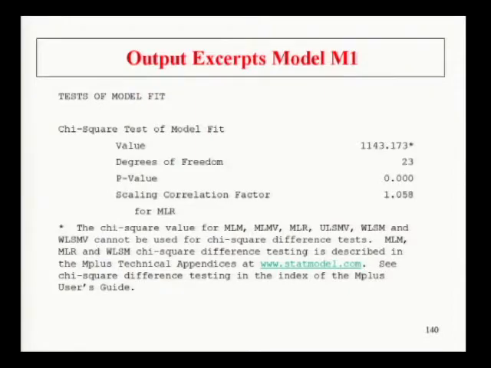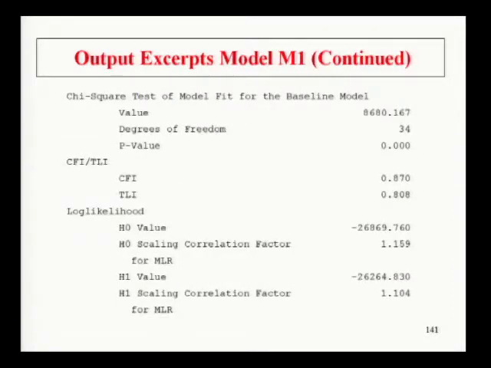Scaling correction factor for MLR, if it's very different from 1, if it's a lot greater than 1, that means we have very non-normal data. We don't have non-normal data, so we can't blame the lack of fit on non-normality. Well, we will have to blame it on something else, like sample size. But we're going to modify this model. Here we continue. Even CFI is bad. This is a bad CFI value. You want it to be 0.96 or more, typically.